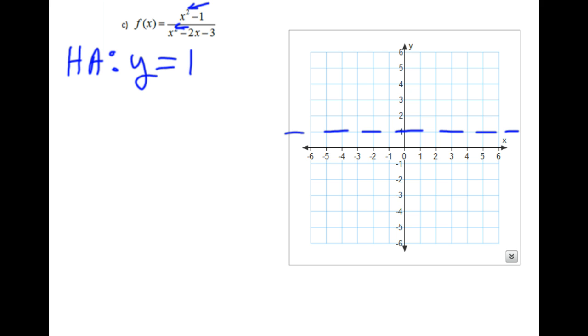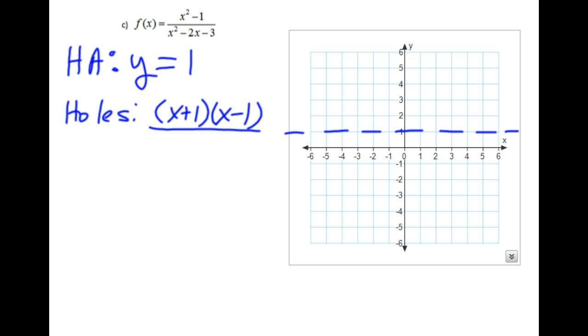All right, now let's go to the next thing we need to find. We need to find holes. To find holes, we factor the top, we factor the bottom, and see if anything cancels. The top factors into x plus 1, x minus 1. The bottom factors into x minus 3, x plus 1. And notice that the x plus 1s on the top and the bottom cancel.